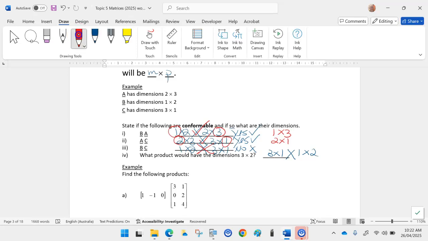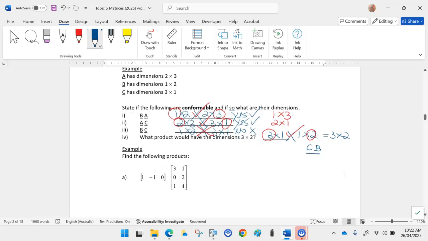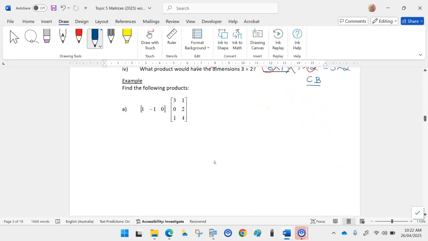Will they go? Yes, they will. First one's got 1 column, the second one's got 1 row. We can multiply them together, and the dimensions, when we finally get there, will be 3 by 2. That's the one we're after, 3 by 2. And what is that option that gives us 3 by 2? That is CB, the product CB. All right, so did you follow what we just did?